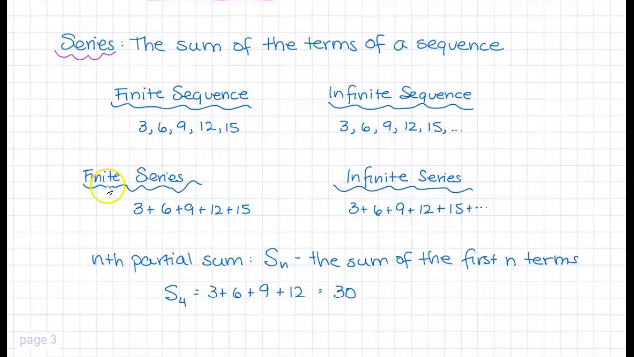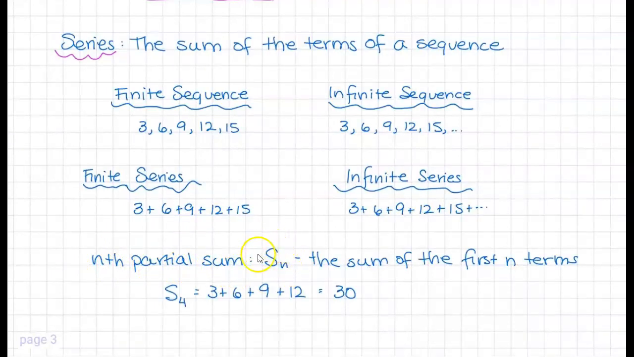Finite means it stops at some point. So notice I don't have the ... that I have here for infinite. Infinite means you don't stop. You just keep going. And so a series, you just take the terms of the sequence and you add them. So a sequence is a list of numbers. A series is the sum of the numbers in the list. That's the only difference.